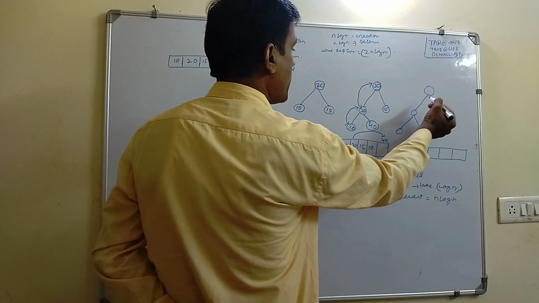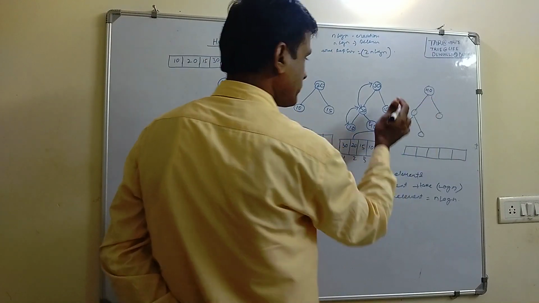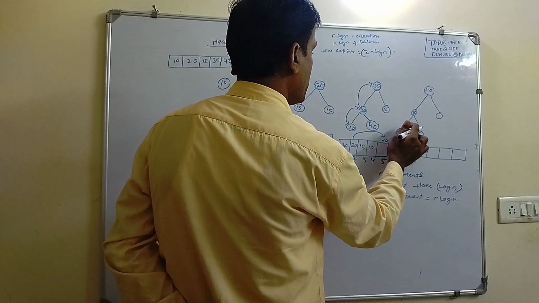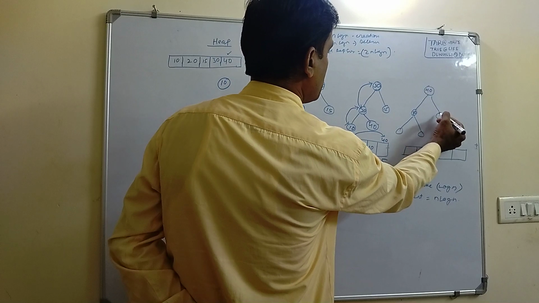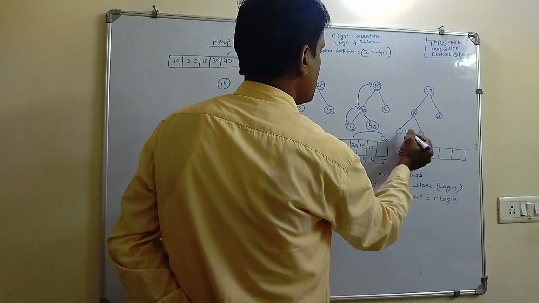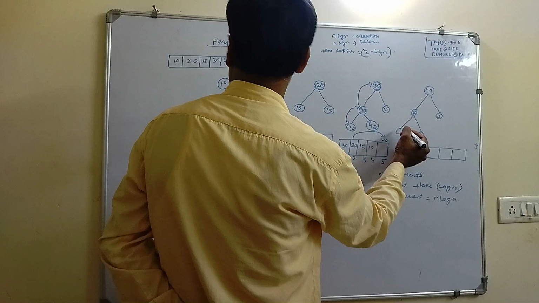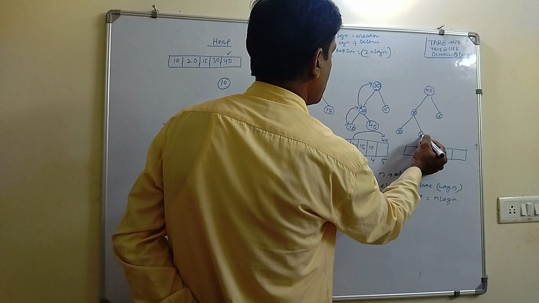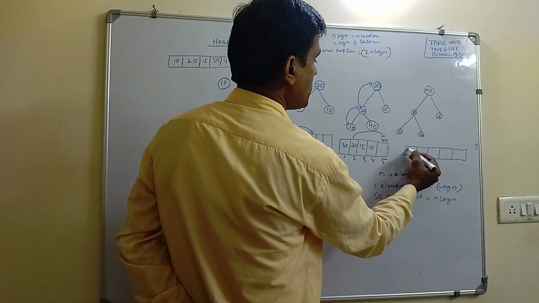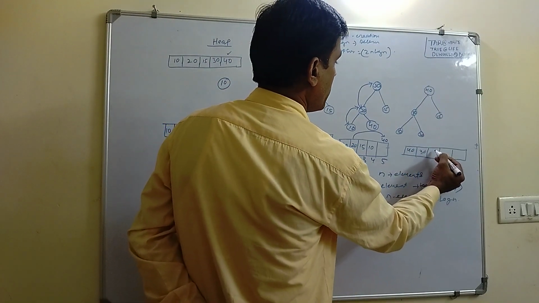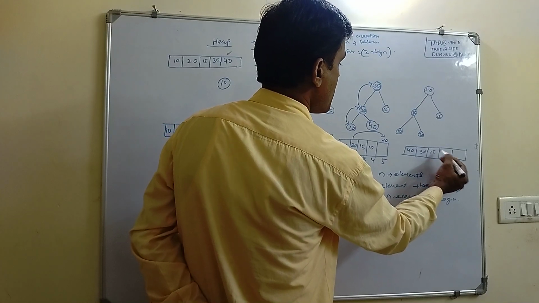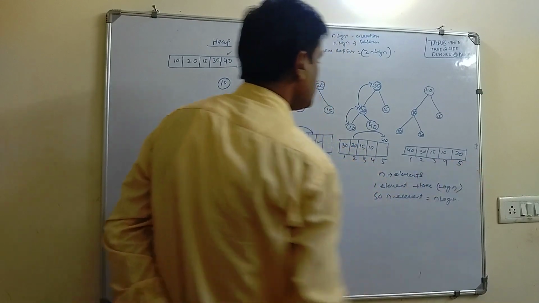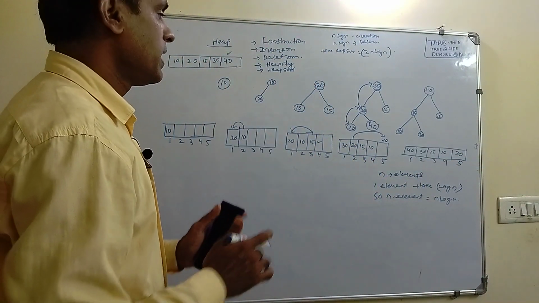So now finally what will happen? 40 will be here, now 30 will be here, and 20, this is 15, this is 10, and this is 20. The representation is like this: 40, 30, then 15, 10, 20. This is 1, 2, 3, 4, 5. This is the way that we are creating the heaps.